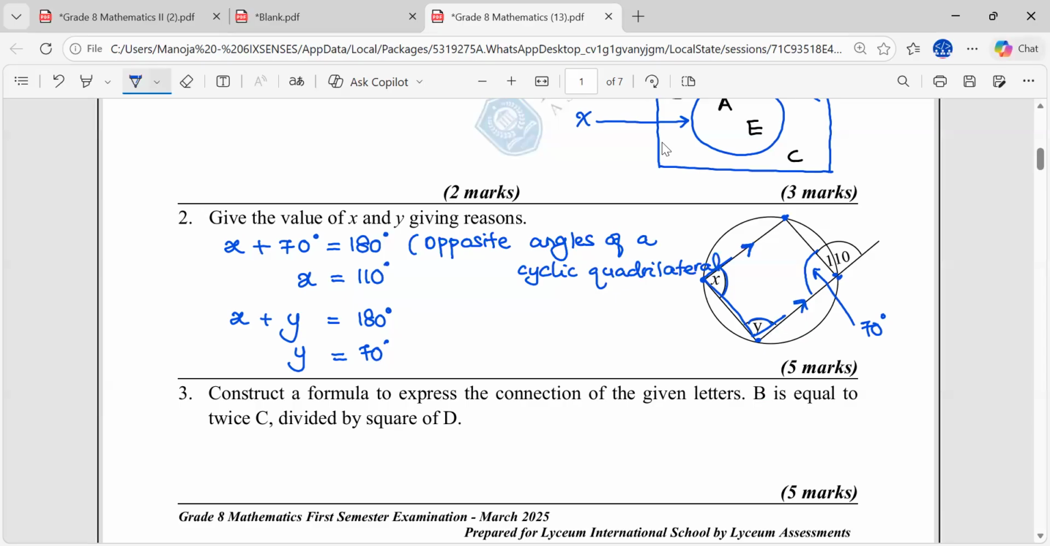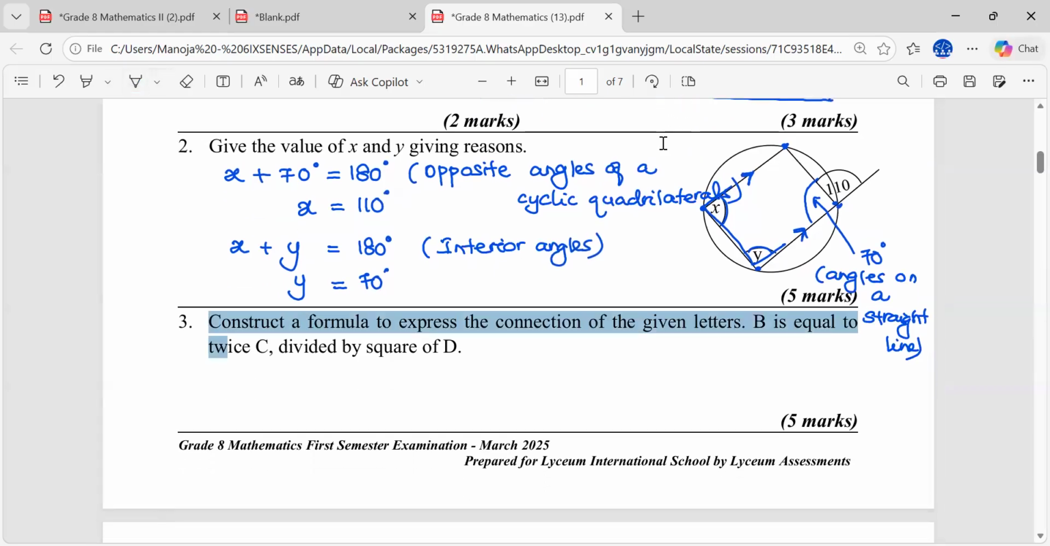Quadrilaterals. So then here you can write angles on a straight line. And then what is the reason here? The interior angles. Likewise, you want to write the reason. Then we will move to the next one.